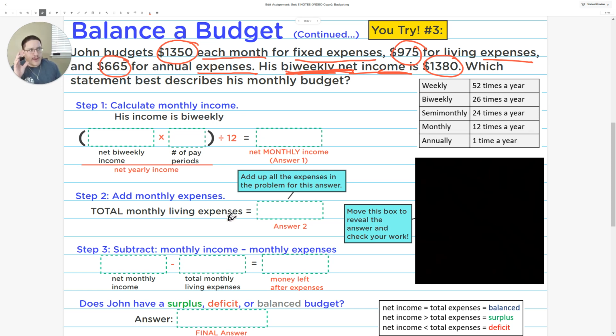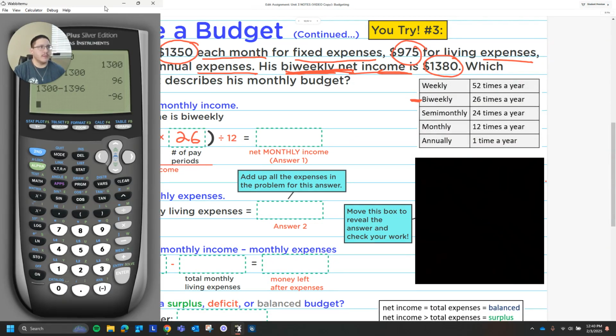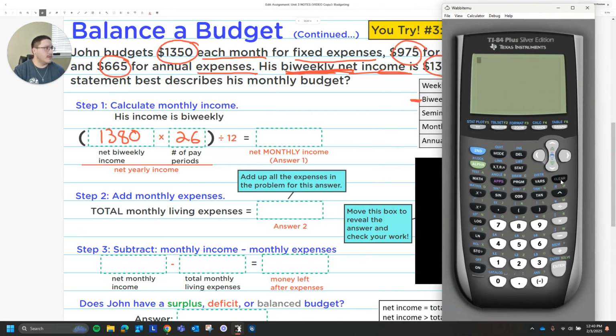First, we need to figure out how much he makes for the entire year. So his net biweekly income is $1,380. First, we're going to multiply by the number of pay periods for biweekly, which is 26, so that we can figure out what he makes for the entire year. So 1380 times 26 is $35,880, what he makes for the entire year.